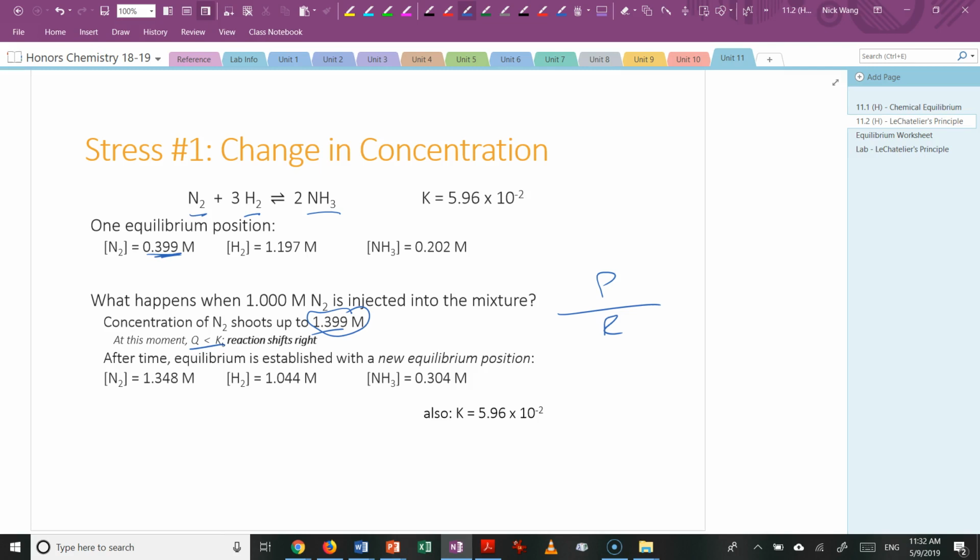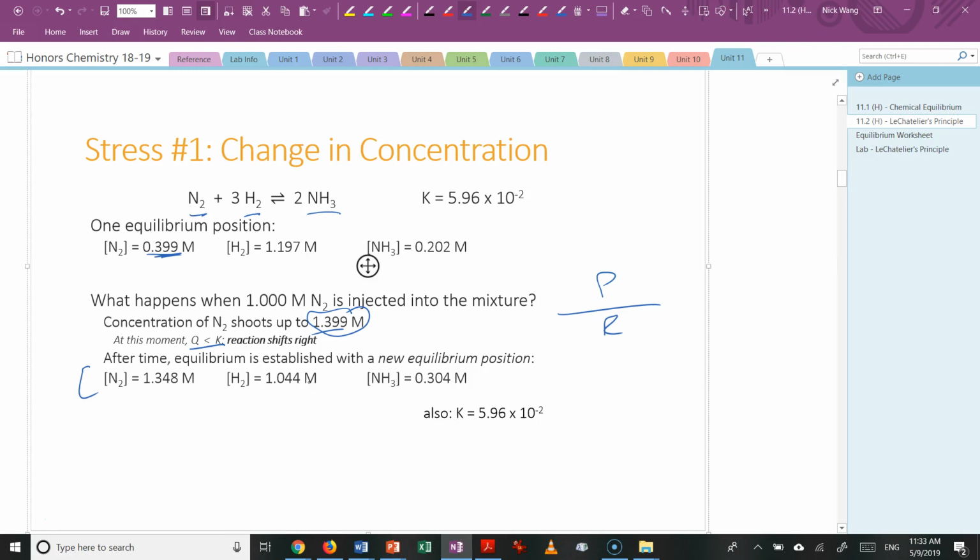So after some time, equilibrium is reestablished, and now you get a new equilibrium position, which is the collection of these 3 values. If you're familiar with this idea of Q, that you have some mixture and you want to compare it to K, that Q will always inform you how the reaction will relieve stress. All we're doing now is saying, okay, we had an equilibrium, we messed with the equilibrium, and now let's figure out what direction it's going to go.